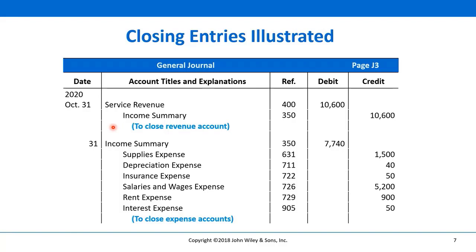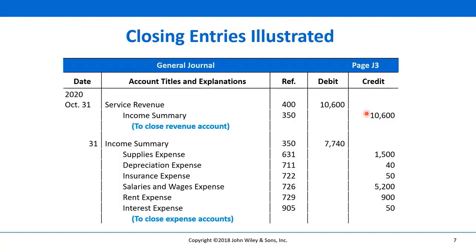So now it is very simple, right? But now let's just think that income summary was once credited by 10,600 and now it is debited by 7740. Okay. So what does this difference mean? They are different, right? 10,600 and 7740. Exactly, you have guessed it right.